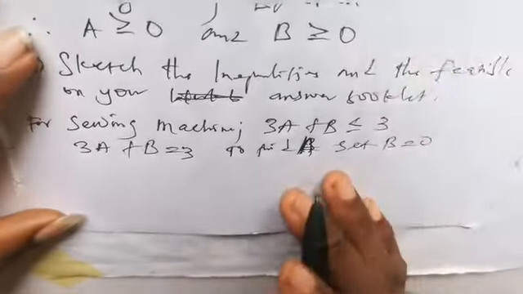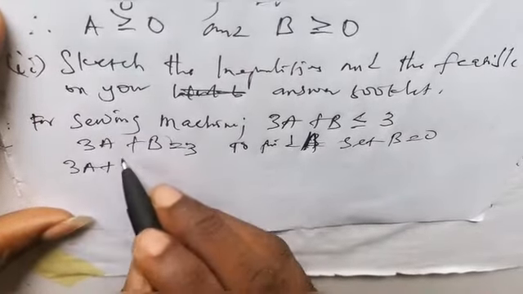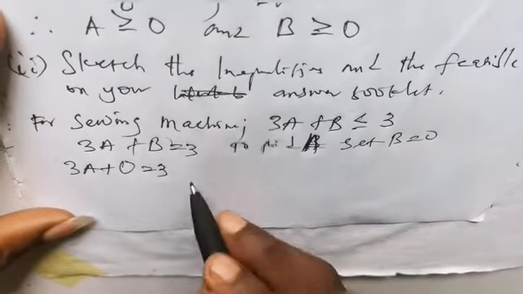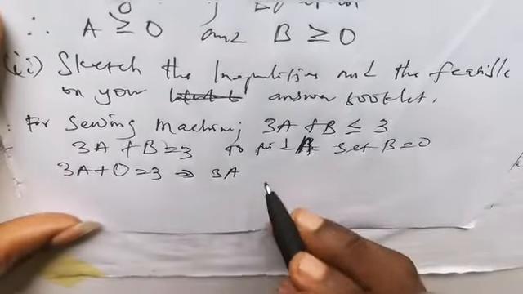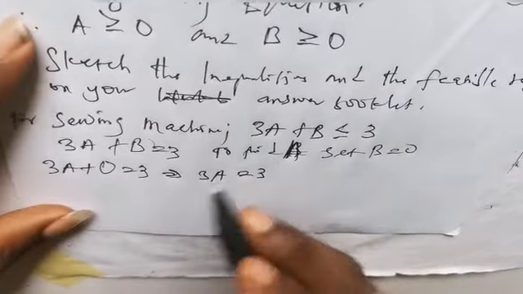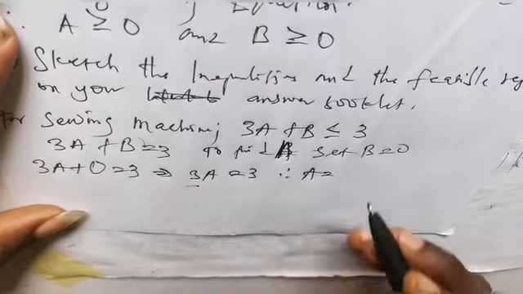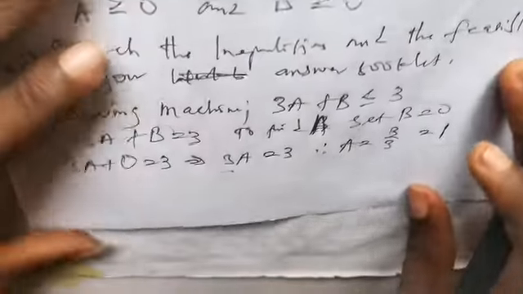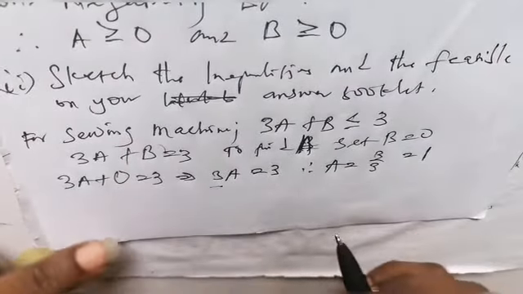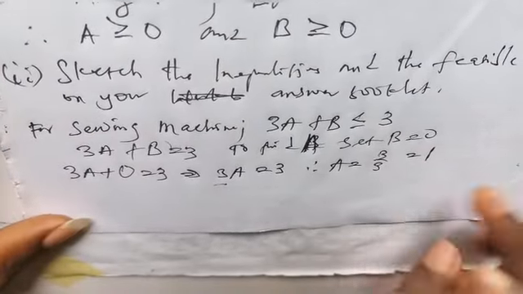So if I'm setting B to be equal to 0, it means I have here 3A plus, in place of B, B is 0, and this is equal to 3. This simply implies that 3A plus 0 is 3A, and this is equal to 3. So that means I can obtain A by dividing through by 3. I have 3 divided by 3, and this is equal to 1. So we have that when B is equal to 0, A gives us 1. That's the first boundary condition.